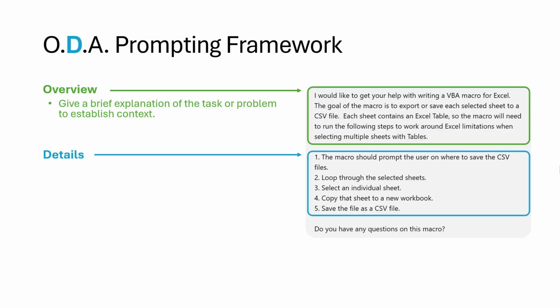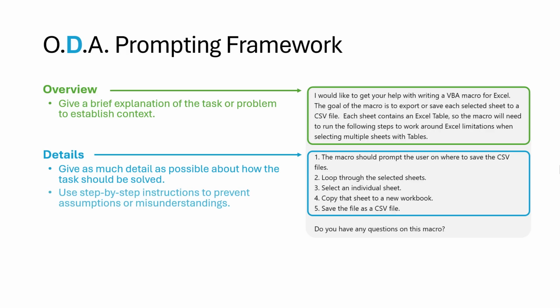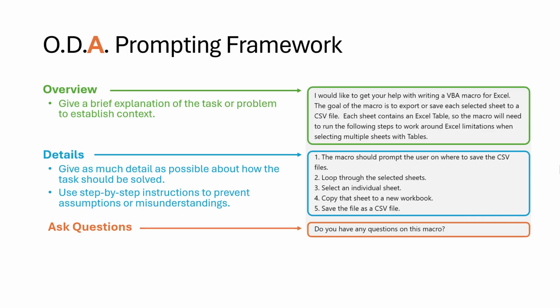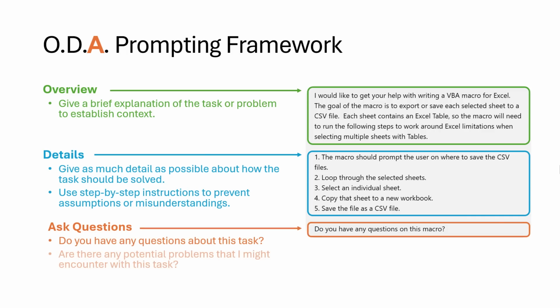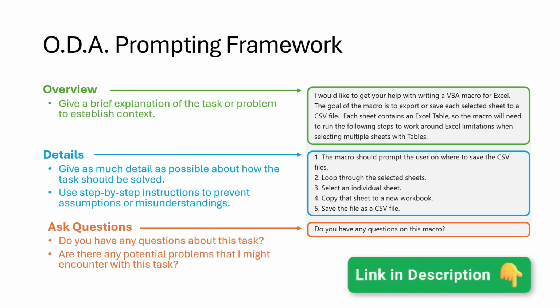The D stands for details, and here we want to give as much detail as possible about how the task should be solved. And we can even use step-by-step instructions to just prevent assumptions or misunderstandings. And then the A stands for ask questions. So here we can just simply ask, do you have any questions about this task? Or are there any potential problems that I might encounter with this task? And I'll put a link in the description where you can download a PDF with this framework.